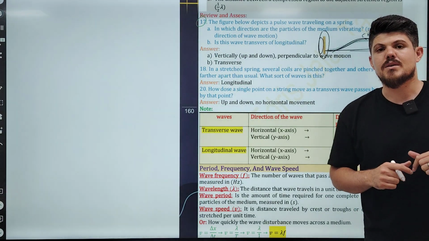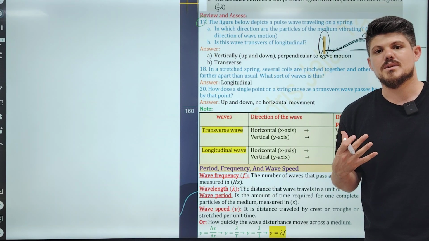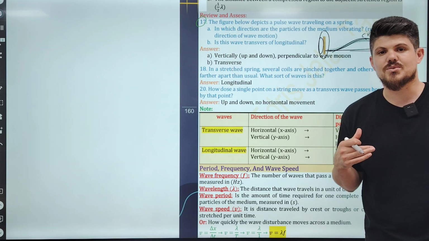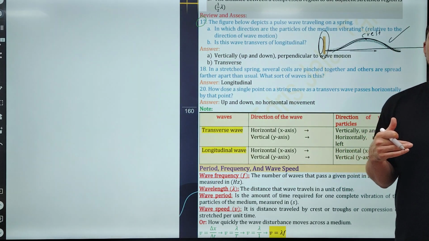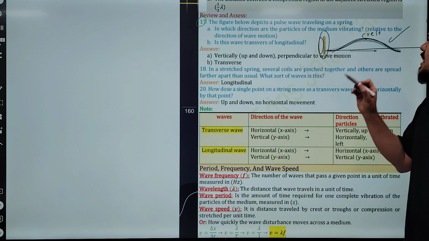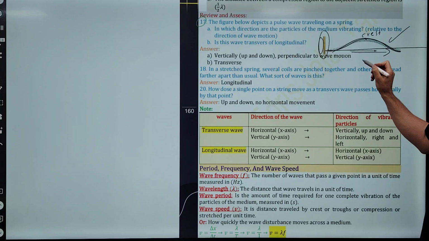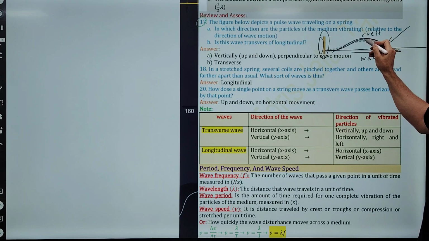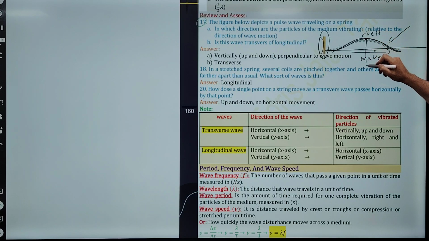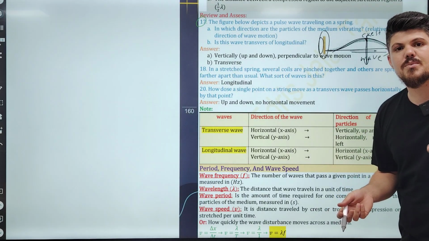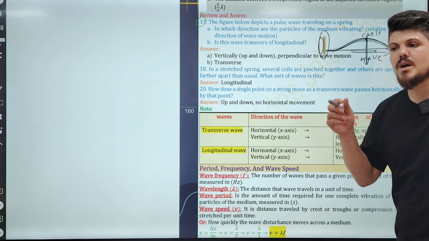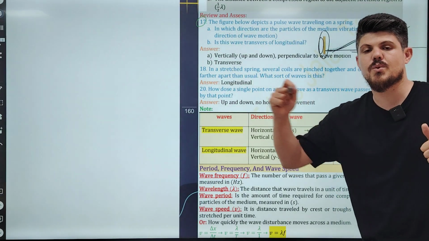In a transverse wave, how do particles vibrate? The particles vibrate perpendicular to the direction of the wave, up and down. Okay? If you see the direction of the wave is horizontal, this is the direction of the wave. How do particles vibrate? Up and down or right and left? Up and down. Okay, when do the particles vibrate up and down in a transverse wave? You have to say when the direction of the wave is horizontal.